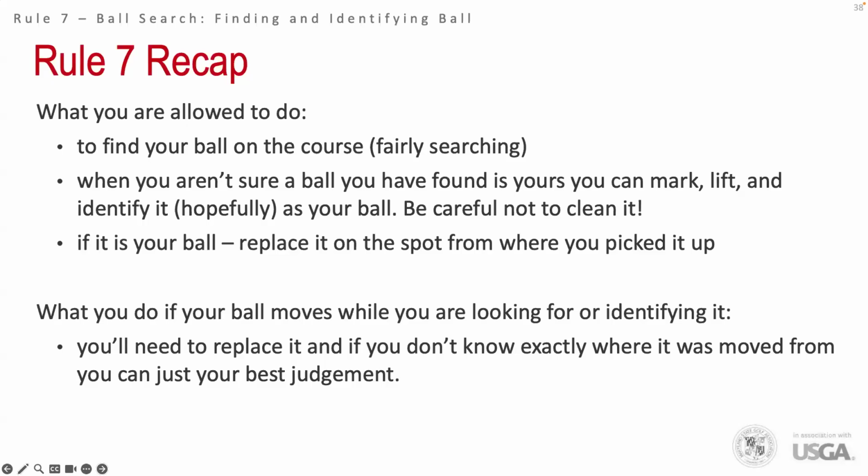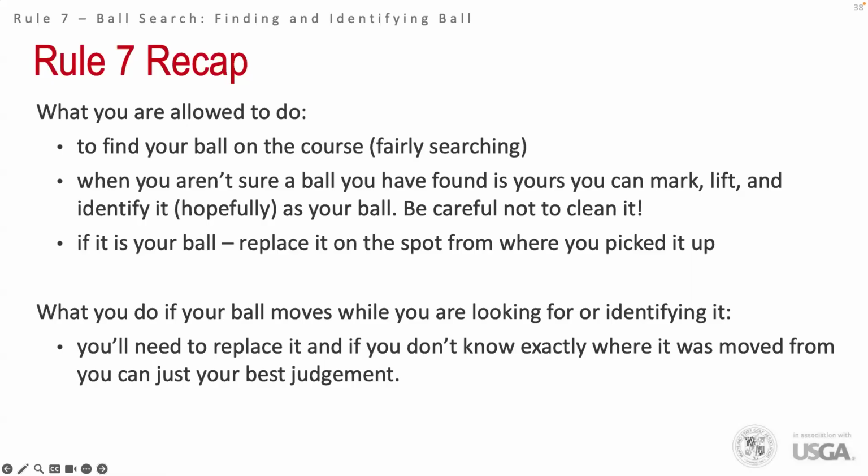So again, like I just mentioned, we're going to want to use our hands to replace the ball on that spot. We're not going to use our club just to flip it back to where it was. That's not seen as replaced in the eyes of the rules. So again, we're just going to remember we're going to want to replace it back. And what to do if your ball moves while you're looking for or identifying it: you'll just need to replace it. And if you don't know exactly where it was moved from, you can just use your best judgment.